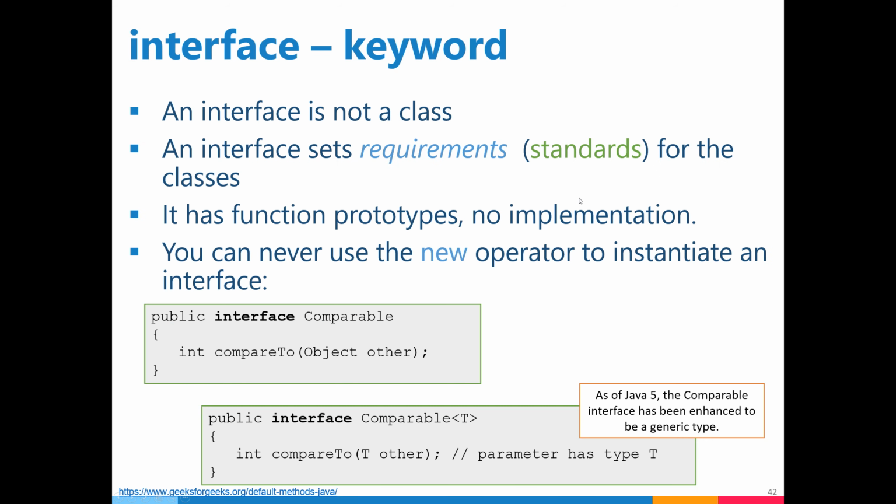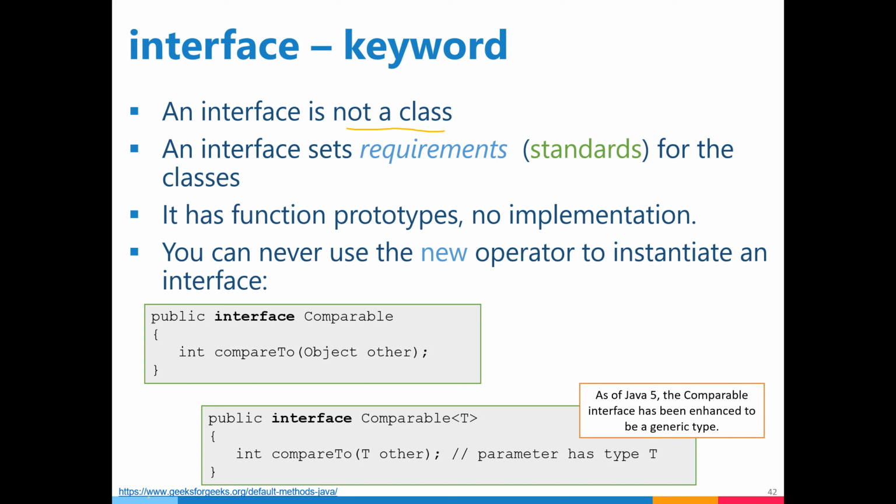Let's talk about interface. Interface is a keyword in Java. There is no dedicated interface keyword in C++. An interface is not a class, so this means you cannot create an instance of it. It is actually just a standardization.